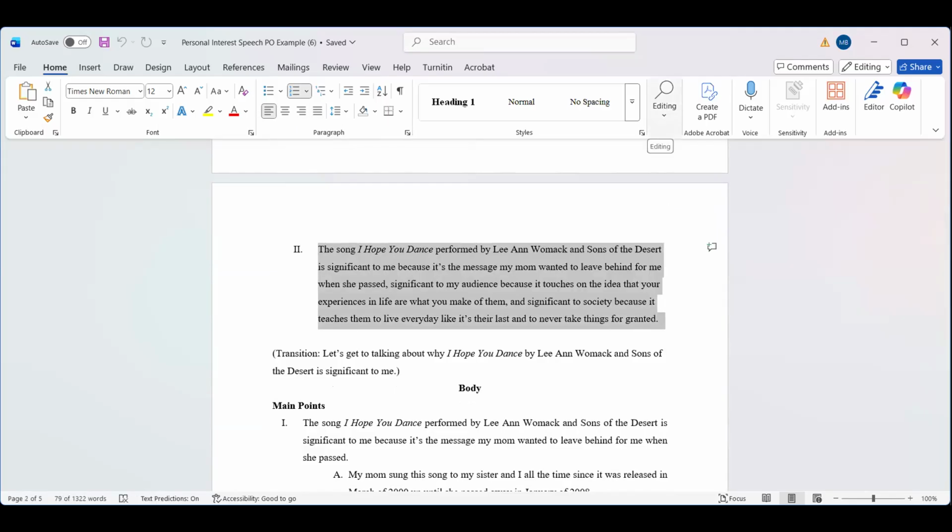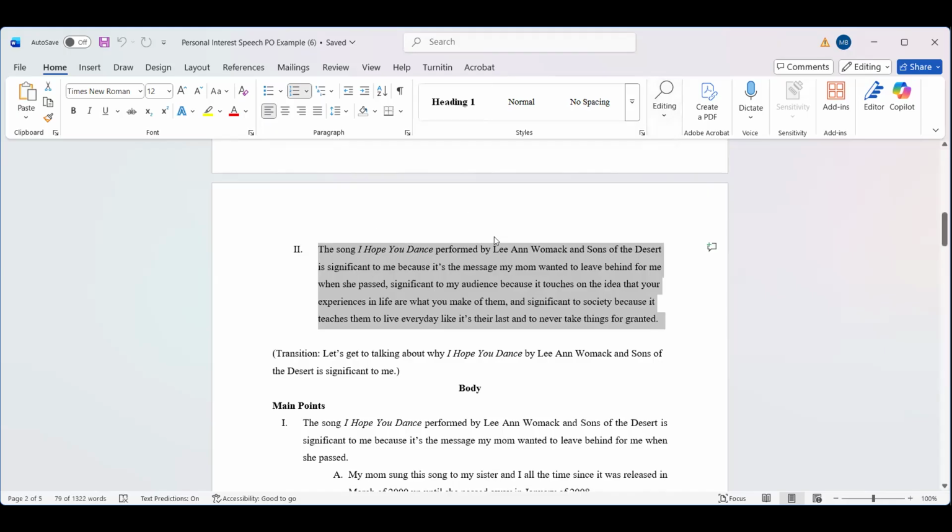The song I Hope You Dance, performed by Leanne Womack and Sons of the Desert, is significant to me because it's the message my mom wanted to leave behind for me when she passed, significant to my audience because it touches on the idea that your experiences in life are what you make of them, and significant to society because it teaches them to live every day like it's their last and to never take things for granted. And now I'm going to transition into my body.